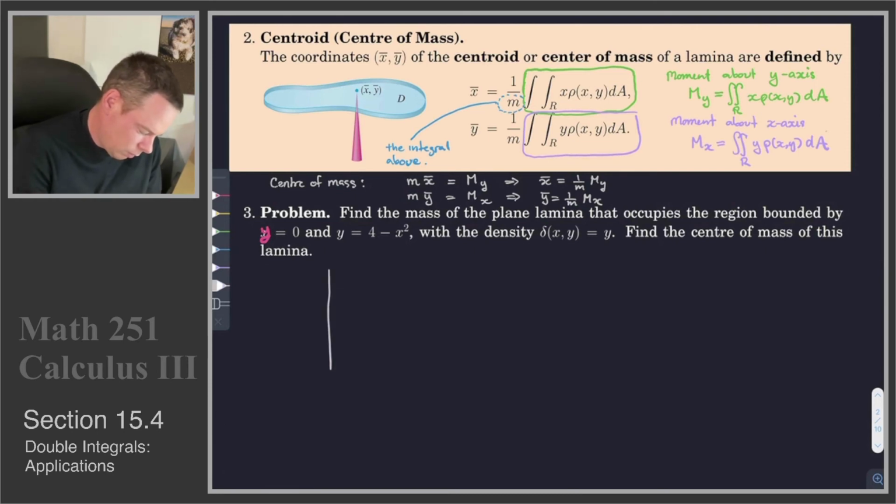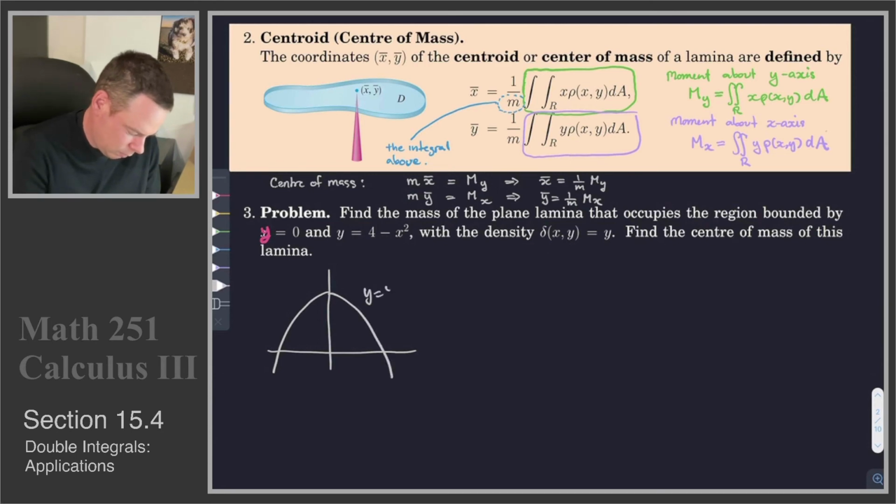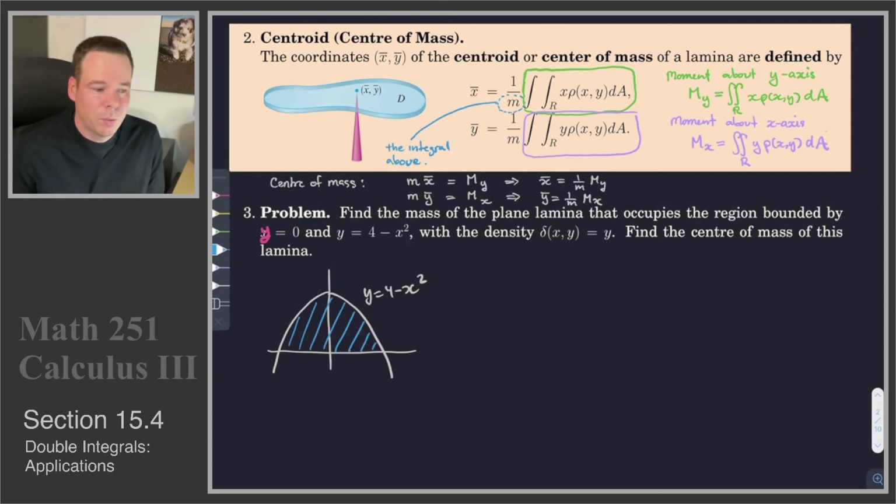So this region looks like this. Y equals 4 minus x squared, so it's this parabola opening down. And we want y equals 0 as our other boundary curve, so that's the x-axis. So this is our region that we're interested in. That's our lamina. We've got our density function also for that lamina.